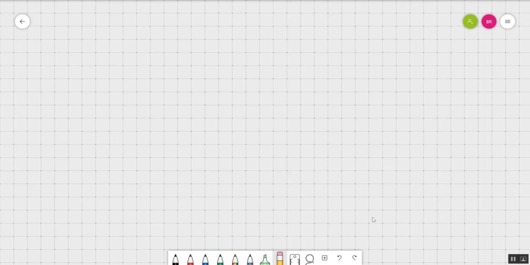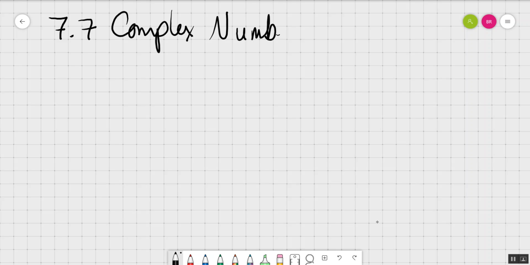Today, we're going to be taking a look at something new. Specifically, we're going to be looking at 7.7 complex numbers. So, I'm going to take us on a little trip down memory lane to help us see where complex numbers come from. And hopefully, it'll be something that you personally can relate to.